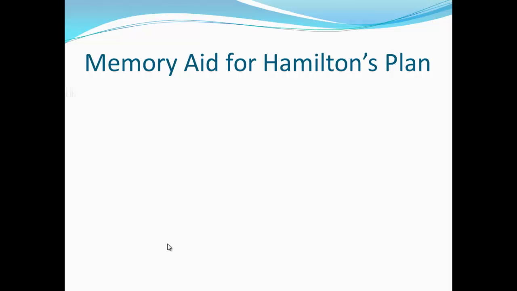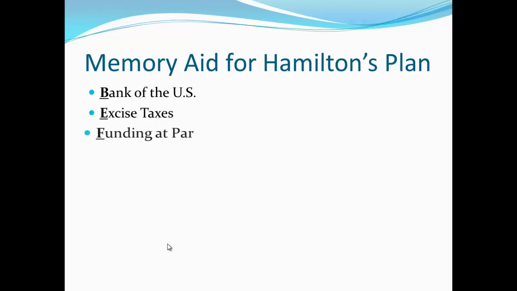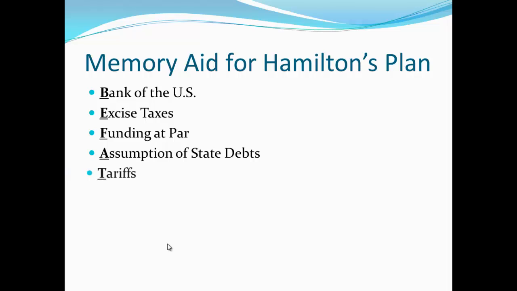Hamilton's plan has 5 parts. You need to know all 5 parts. 1 is the Bank of the United States. 2 is excise taxes, which again is a tax on manufactured goods. 3 is funding at par, which means all debt that the U.S. owes, they will pay at face value plus interest. 4 is the assumption of state debts. States that are in a lot of debt are going to love this because the national government will now take on their debt. States that are not in a lot of debt are not going to like this because now the federal government is more involved. And finally, we have tariffs, which is a tax on imported goods. So Hamilton's financial plan, be fat, know it.